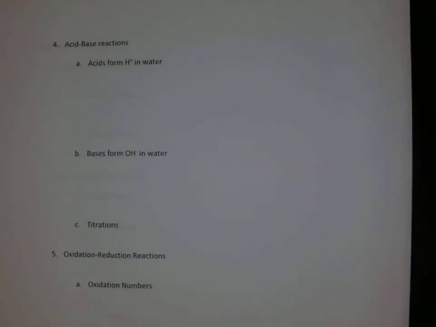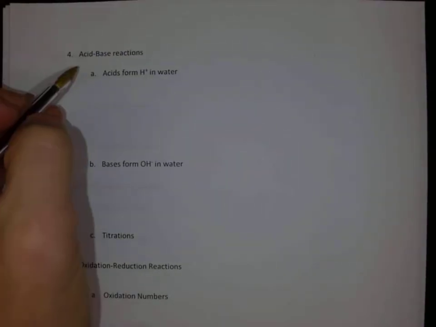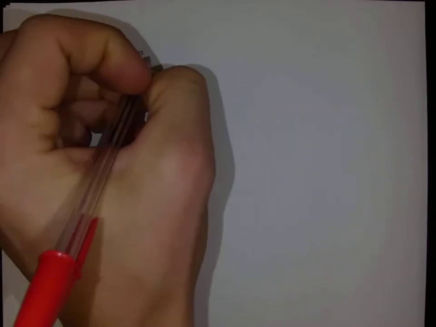All right, let's flip over to the next page. All right, so if we have our next page here, what we're going to talk about is our acid-base reactions. Acid-base reactions are all about hydrogen being lost or gained.